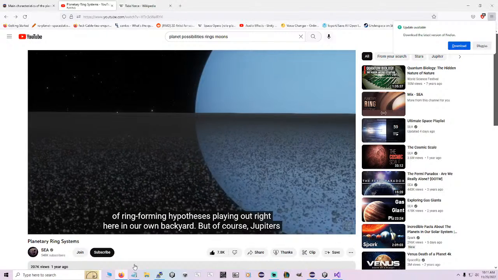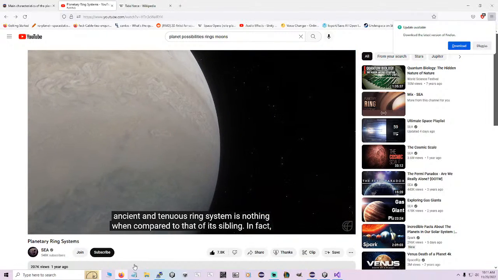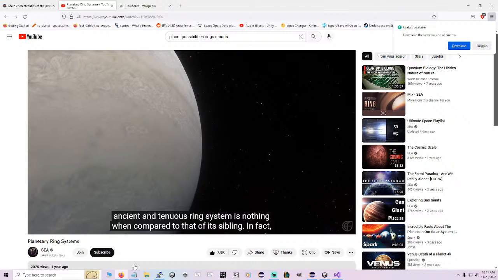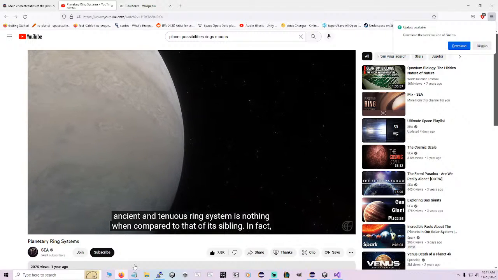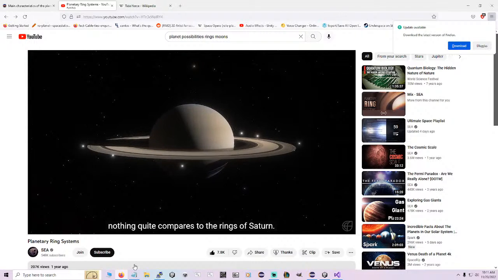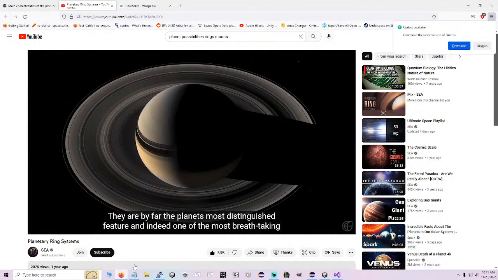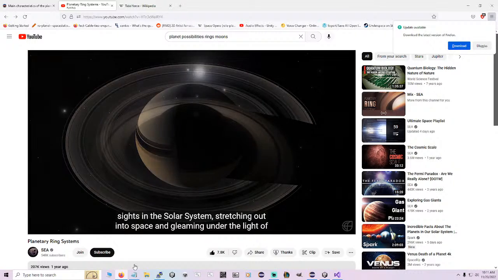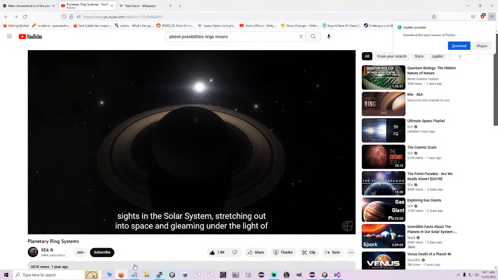But of course, Jupiter's ancient and tenuous ring system is nothing when compared to that of its sibling. In fact, nothing quite compares to the rings of Saturn. They are by far the planet's most distinguished feature, and indeed one of the most breathtaking sights in the solar system, stretching out into space and gleaming under the light of the sun.